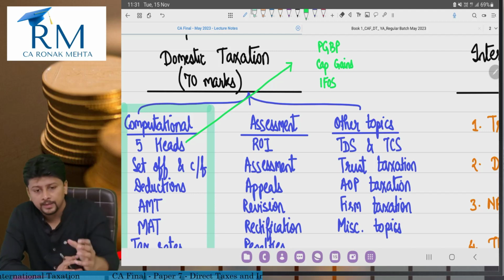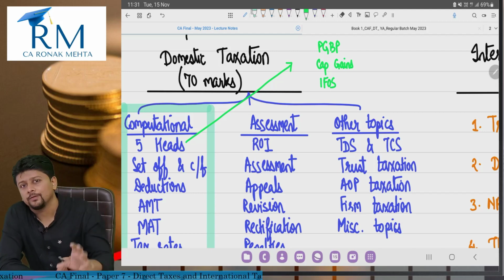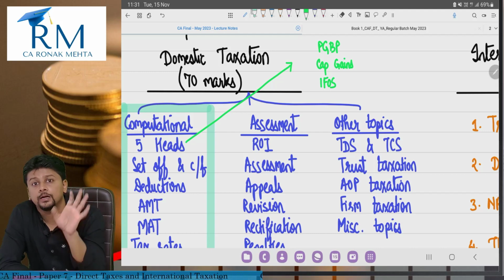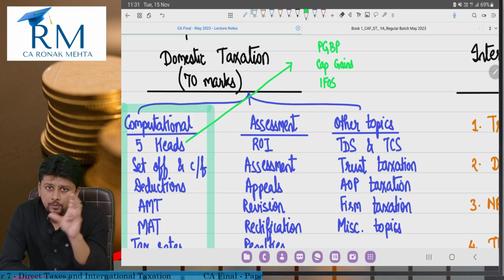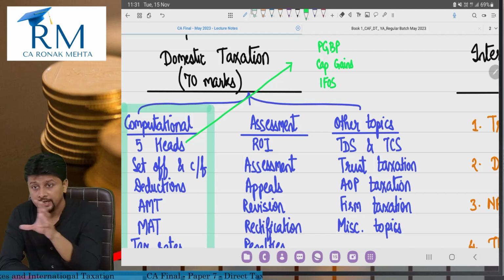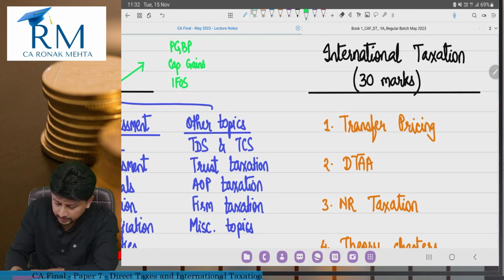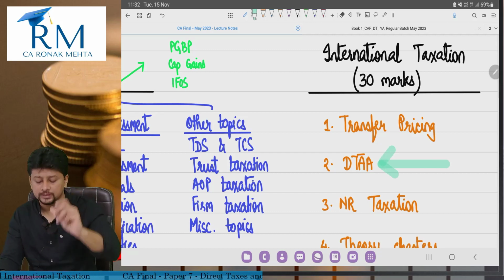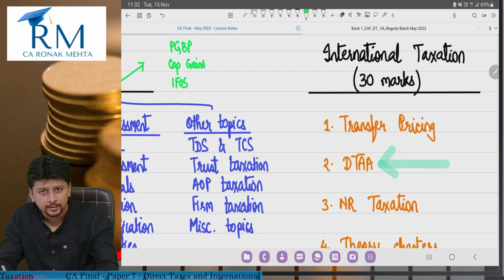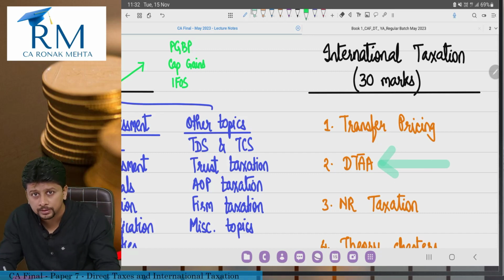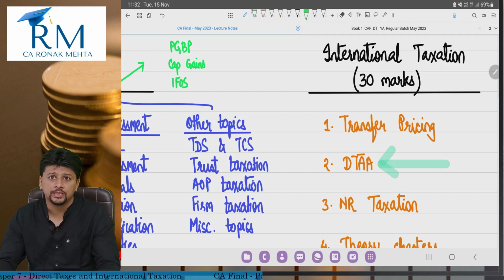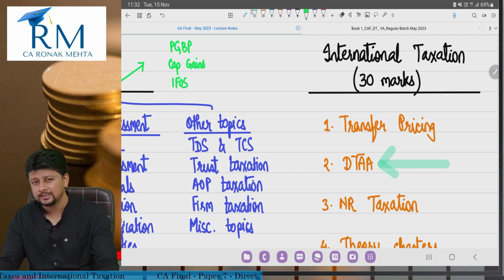So coming back to what I was discussing, income from salary never has been asked as an independent question. In one of the chapters of international taxation, double taxation avoidance agreement, DTAA, you may get one or two small adjustments relating to the chapter of salaries, but they are so simple that even if you have not studied the chapter of salaries at CA final, you can easily solve the sum.